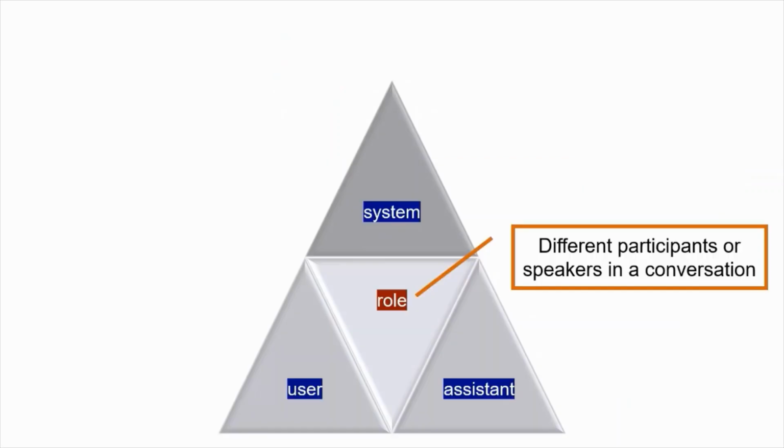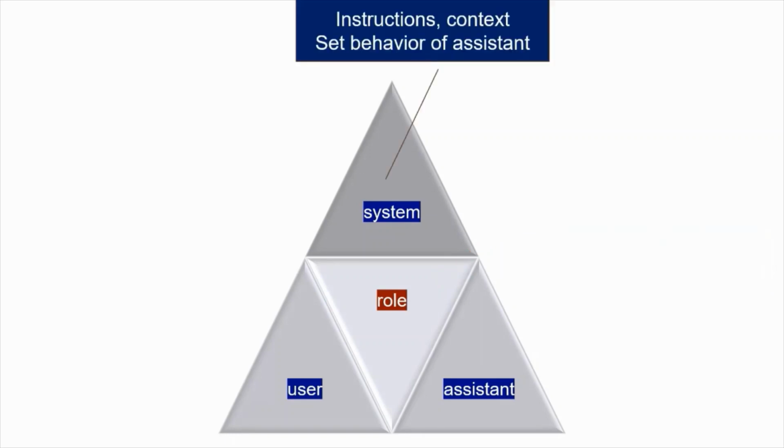Roles refer to the different participants or speakers in a conversation. A role can be assigned to a system, user, or assistant. The system role represents a virtual assistant or a conversational agent. This is used to provide instructions, to introduce the context of the conversation, to set the behavior of the assistant. The system role is often used to provide a starting prompt so that it can guide the conversation.